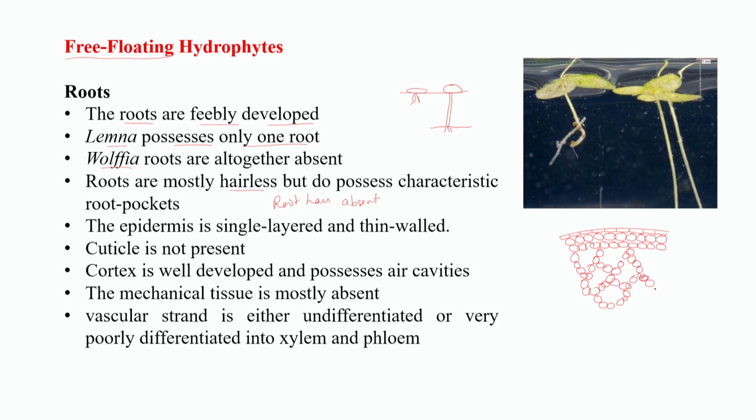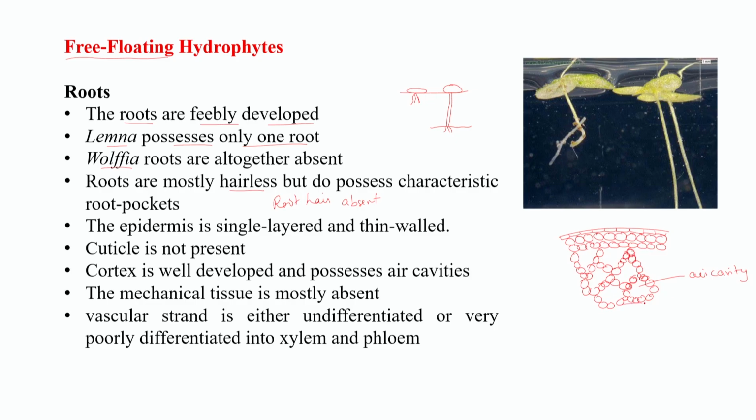They will be arranged in such a way that they enclose a cavity. So this is the air cavity, and those parenchymatous cells, which participate in making the cavity, are known as aerenchyma.